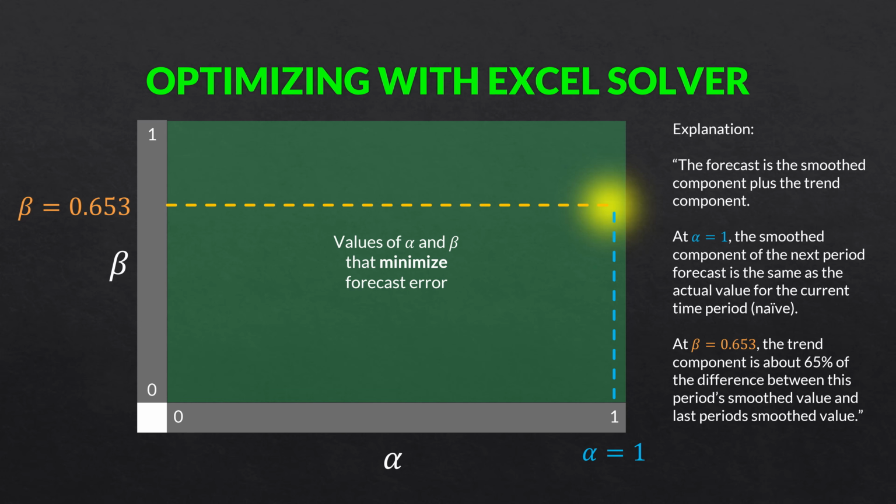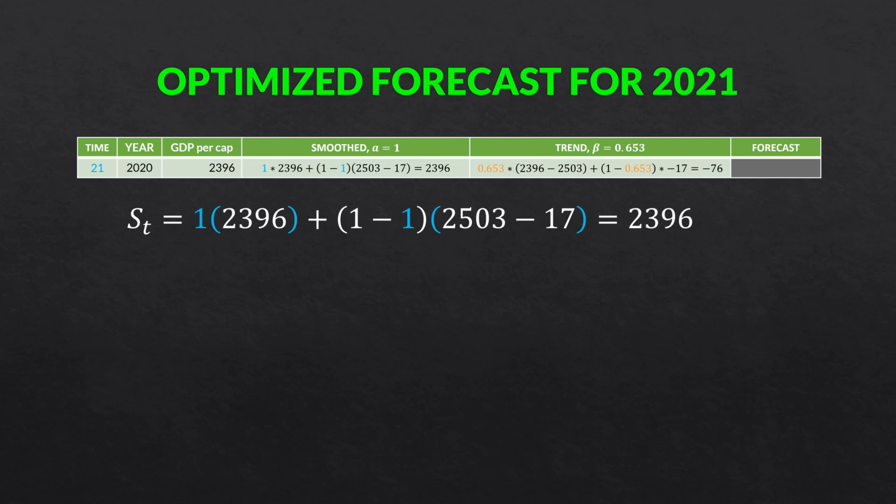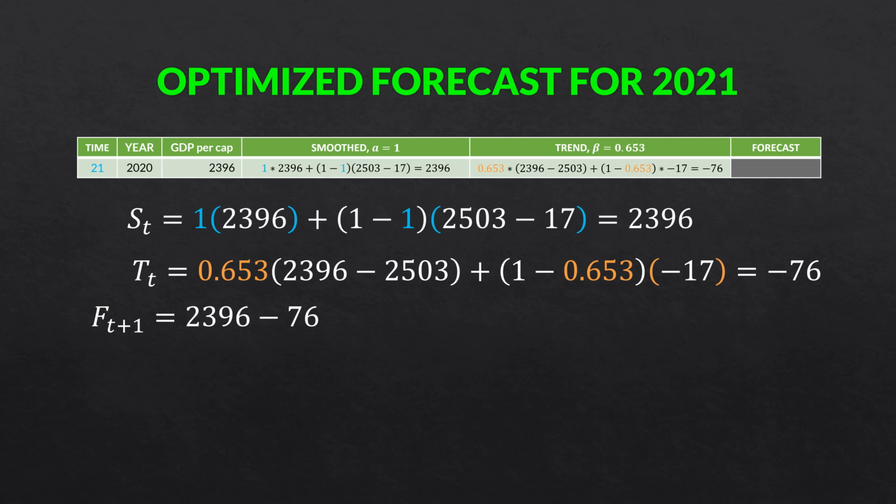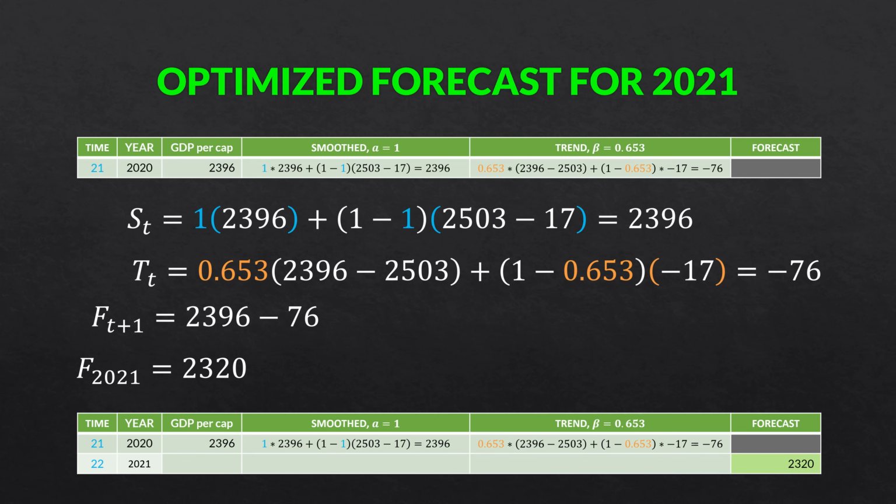So for this data, in this case, what we're actually doing is taking the naive forecast, because alpha equals 1, and then adding to it a trend component. That trend component is about 65% of the difference between this period's smooth and last period's smooth. So here is the optimized calculation using those values from Solver. Substitute everything in, we end up with a forecast value of 2,320. Put that into our chart, and it's there in the lower right.